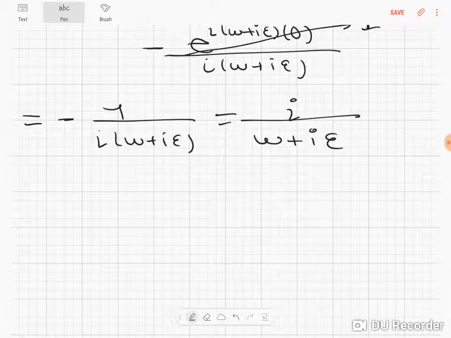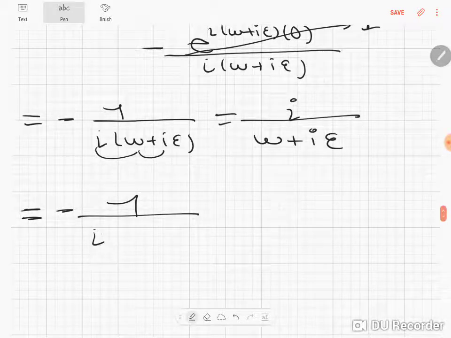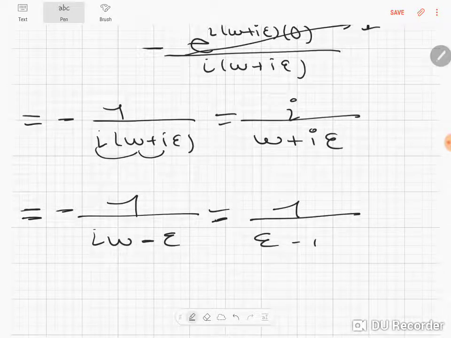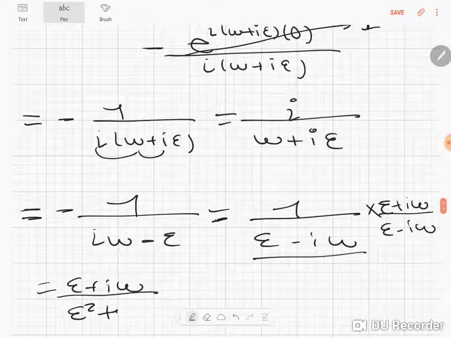And then what we are left with is the following. If we multiply here and here, we are left with minus 1 divided by i omega minus i squared, so minus epsilon, and this is nothing but 1 divided by epsilon minus i omega. If I multiply both numerator and denominator by the same factor, which is the complex conjugate of this complex number, so epsilon plus i omega, we get epsilon plus i omega divided by epsilon squared plus omega squared.